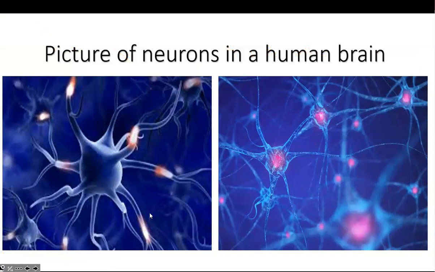So here are pictures of neurons in a human brain, and you can see lines, and then where the lines meet, they're connected by kind of a web of material. So that's kind of the start of neurographic drawing.